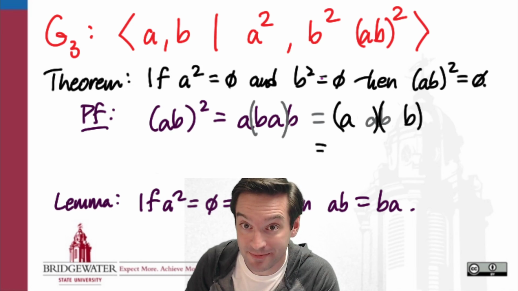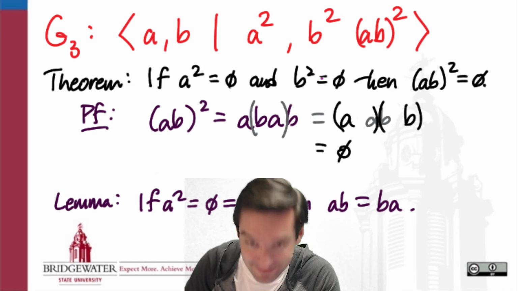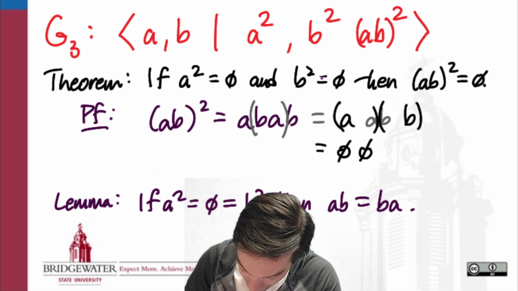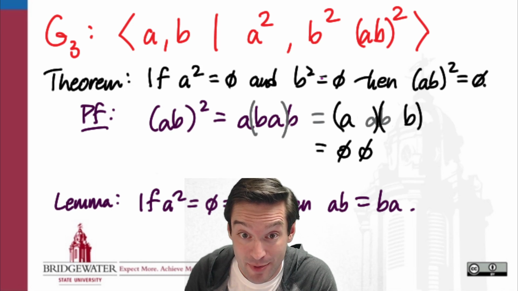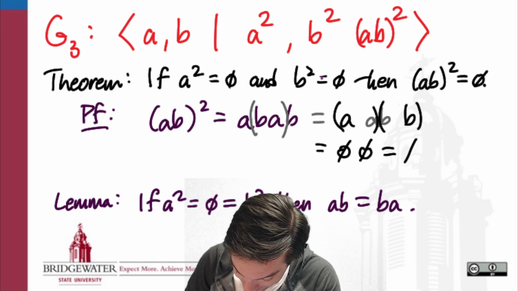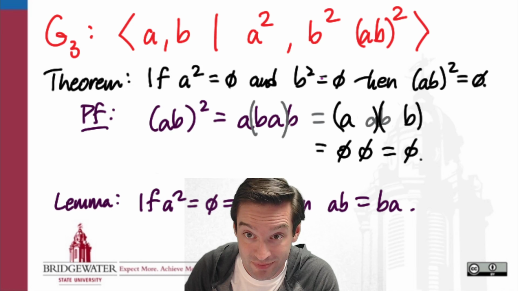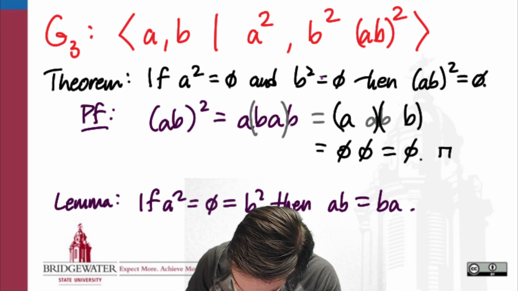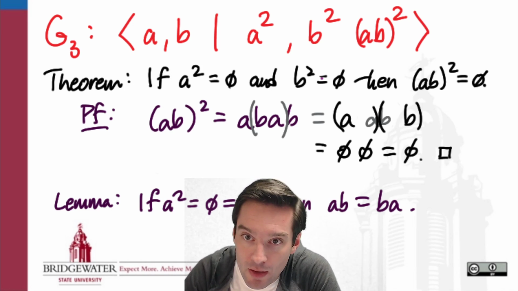What is A times A? Identity. That's one of our cancellation properties. What's B times B? Identity. That's the other of our cancellation properties. What's identity times identity? By definition of identity, it's identity. And so just by using the Cayley table, we can make this deduction.